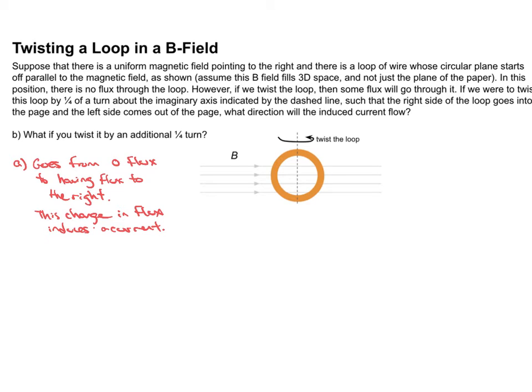and which way will that current go? So it can either go that way or it can go the other way. We have to figure out which way it goes. And that's going to be based on Lenz's law. So Lenz's law states the induced current must resist this change.